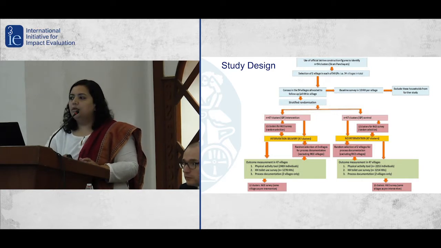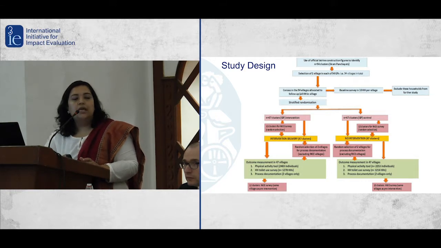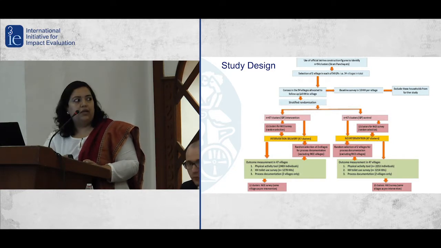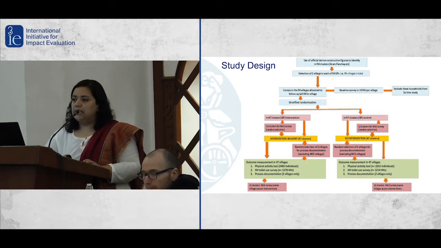This study was conducted in 3 blocks of Bhavnagar in Gujarat. We conducted a household listing exercise, and from the household listing we conducted stratified randomization and allocated 47 clusters to the intervention and 47 clusters to the control arm. 10 households from each cluster is where we conducted the baseline study, but those households were excluded from the follow-up evaluation. We conducted the follow-up in all 47 clusters in each study arm.